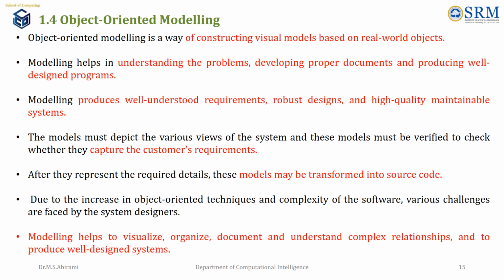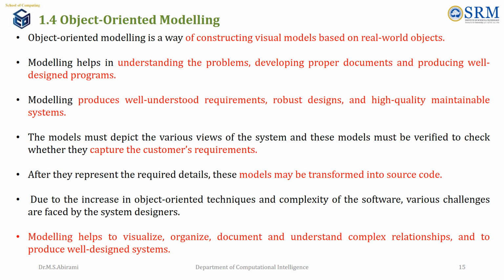The next is object oriented modeling. This is a way of constructing visual models based on real world objects. Modeling helps in understanding the problems, developing proper documents, and producing well designed programs. Modeling produces well understood requirements, robust designs, and high quality maintainable systems. The models must depict the various views of the system, and these models must be verified to check whether they capture the customer's requirements. After they represent the required details, these models may be transformed into source code.